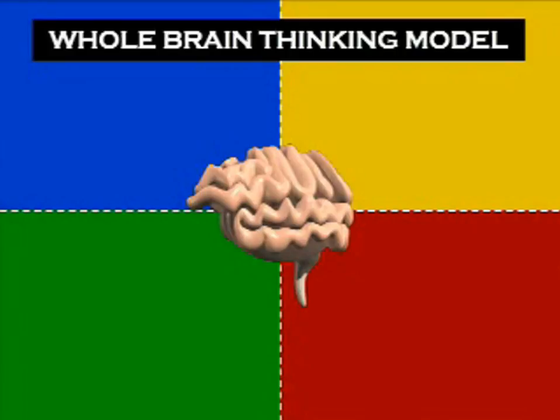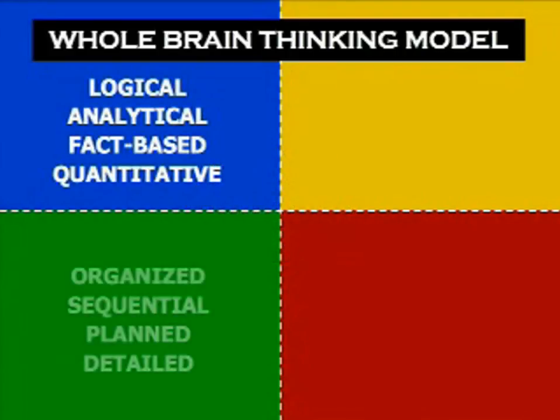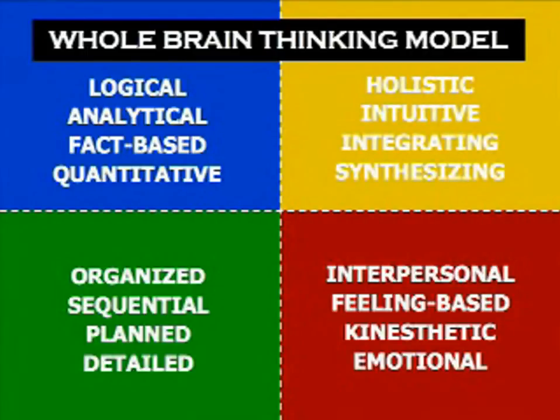Which do you prefer? The blue, logical, analytical, fact-based, quantitative mode? The lower left green, organized, sequential, planned, and detailed? The lower right, interpersonal, feeling-based, kinesthetic, or emotional? Or the upper right, holistic, intuitive, integrating, and synthesizing? Most of us have preferences that straddle these 4 quadrants, but we definitely prefer some over others.